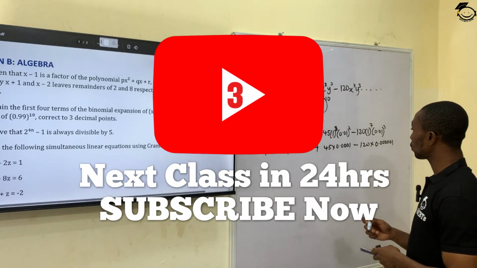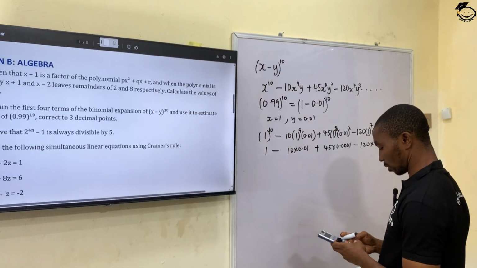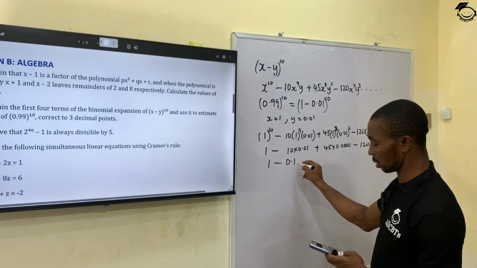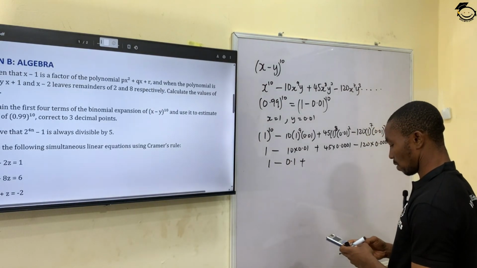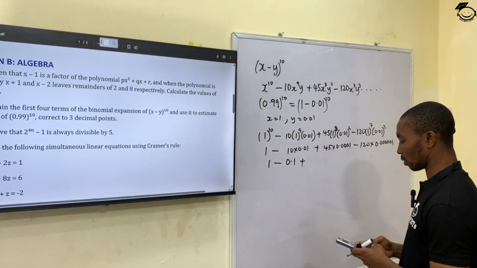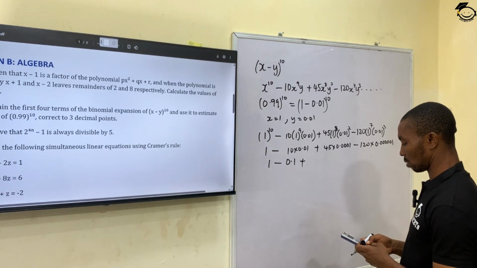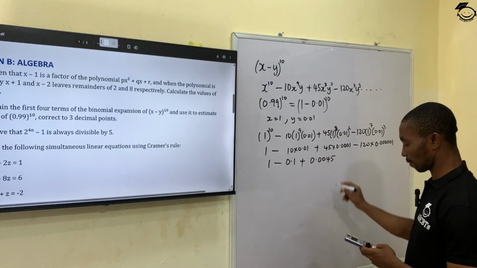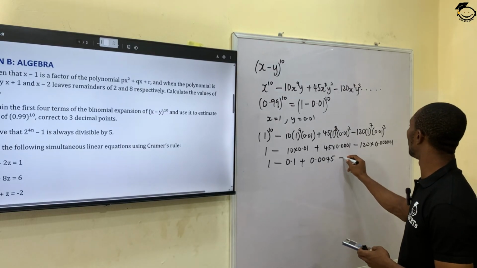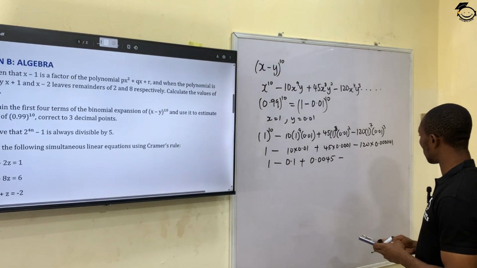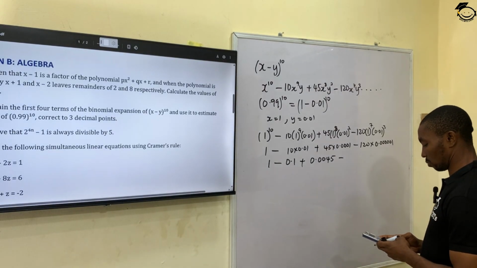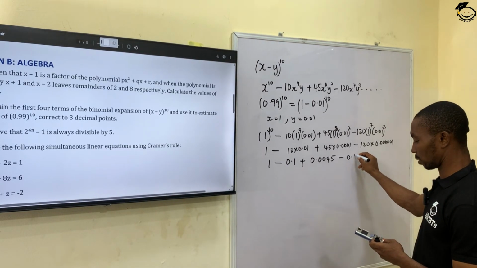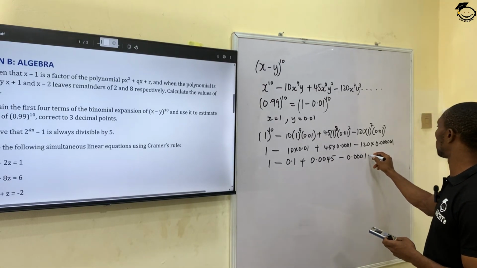All right. So expanding this, 10 times 0.01 would give us 1 minus 0.1 plus 45 times 0.0001 will give us 0.0045, minus 120 times 0.000001 would give us 0.00012.